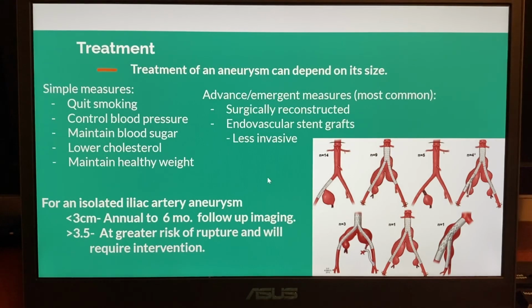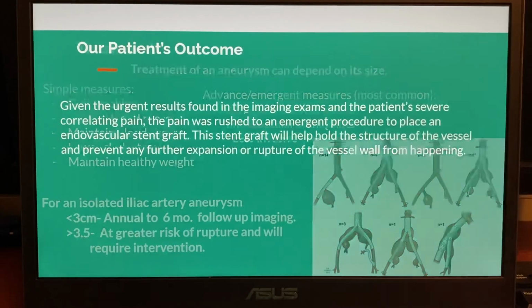So for our case study patient, specifically for the isolated iliac artery aneurysms, typically if it's less than 3 centimeters, they'll just have them do a 6-month follow-up with imaging, just making sure that the size is staying intact. If it's greater than 3.5 centimeters, they are at greater risk of rupture and will require intervention.